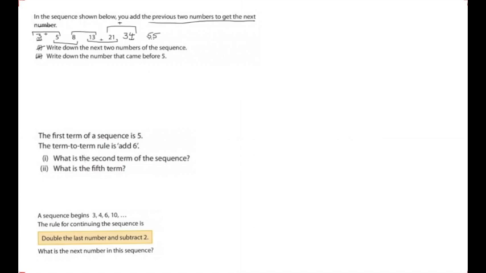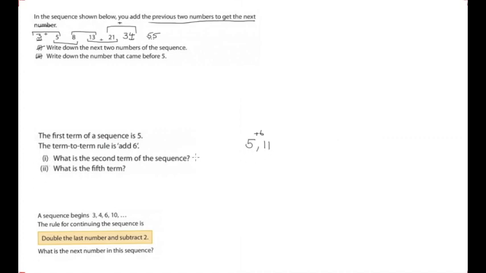Okay. The first term of a sequence is 5. Perfect. Okay, we'll just write that down. 5 is the first term with a little comma. And then the term-to-term rule is add 6. Okay, well, the rule is add 6. I'll put that up there. So what is the second term of the sequence? Okay, well, 5 plus 6 is 11. Done. Excellent.